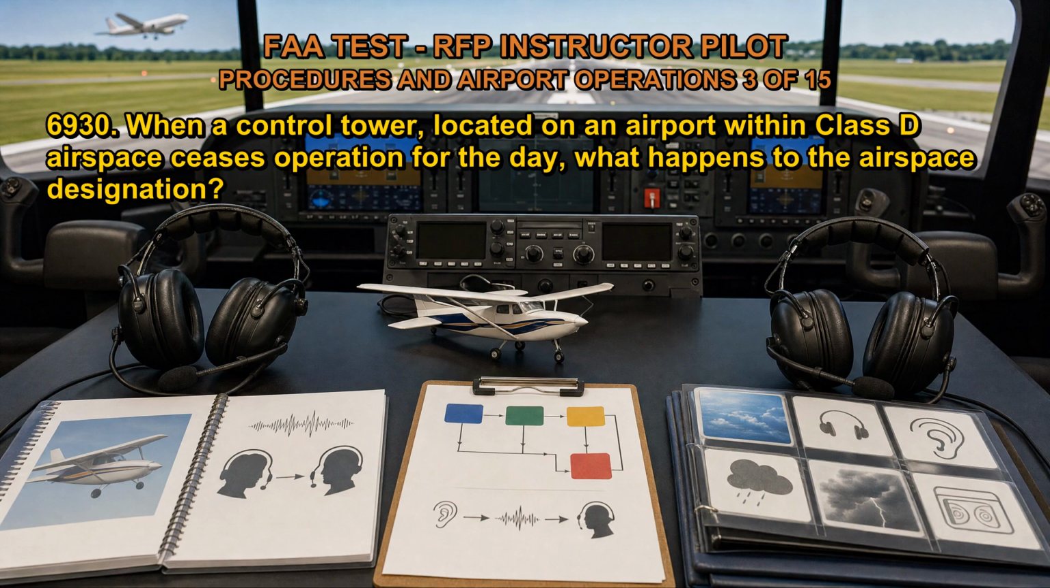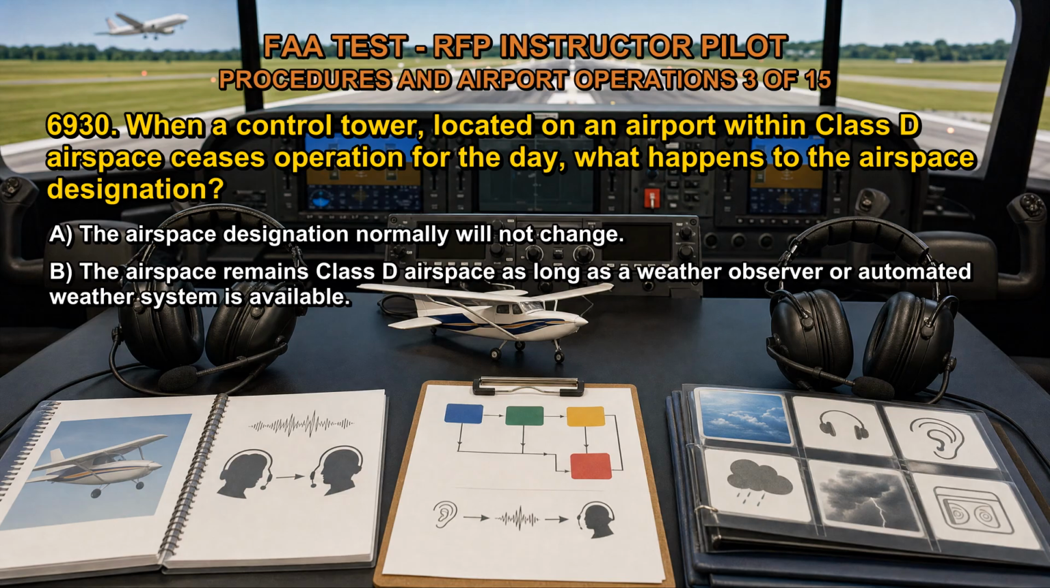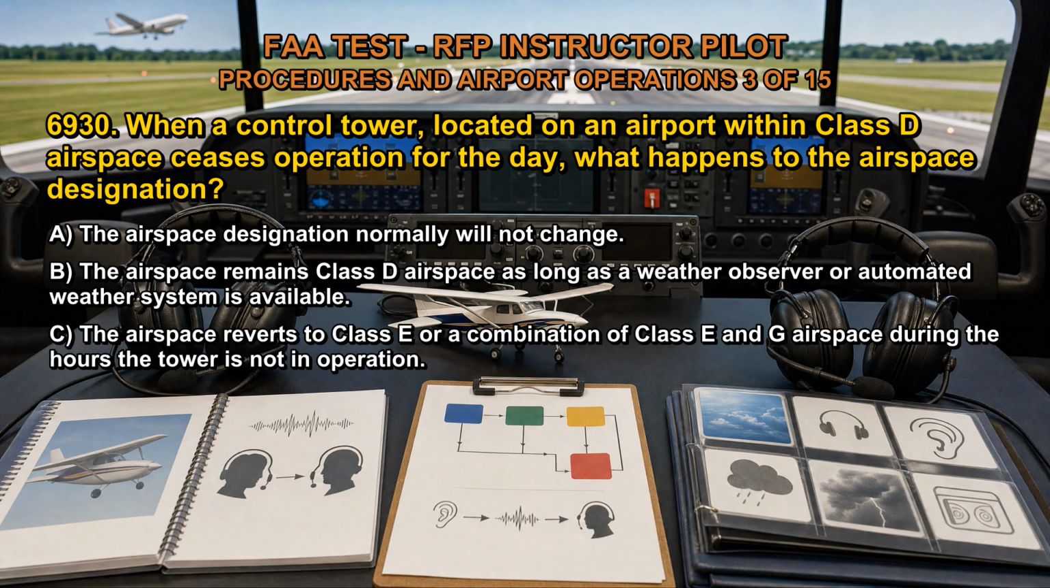6930. When a control tower, located on an airport within Class D airspace, ceases operation for the day, what happens to the airspace designation? A. The airspace designation normally will not change. B. The airspace remains Class D airspace as long as a weather observer or automated weather system is available. C. The airspace reverts to Class E or a combination of Class E and G airspace during the hours the tower is not in operation.